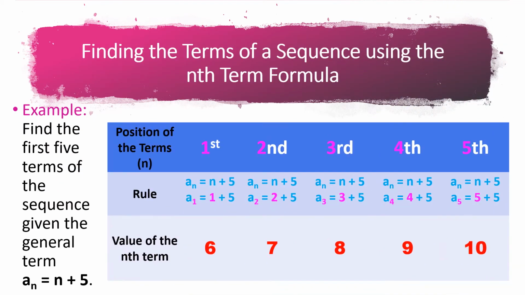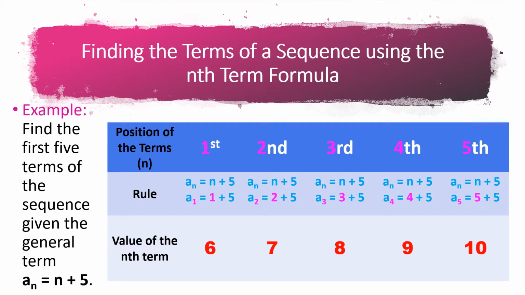Finding the terms of a sequence using the nth term formula. For example, find the first 5 terms of the sequence given the general term a sub n is equal to n plus 5. So sa tanong, itong formula na ito or equation na ito ang ating susundin upang mahanap natin ang value ng nth term.